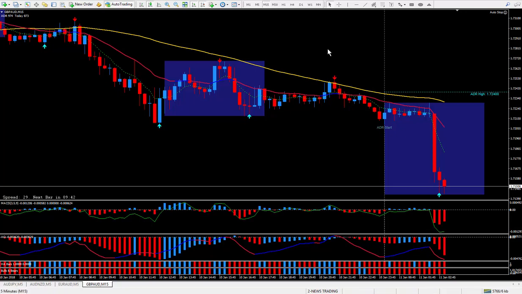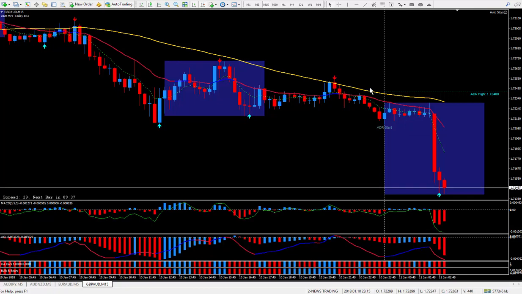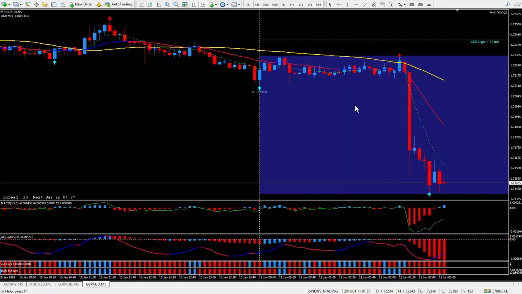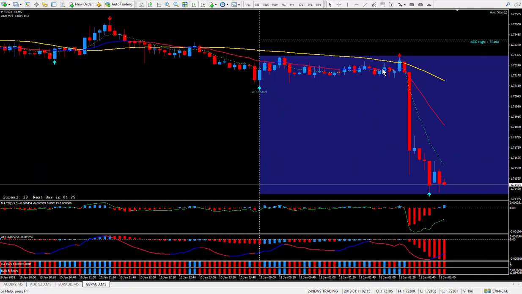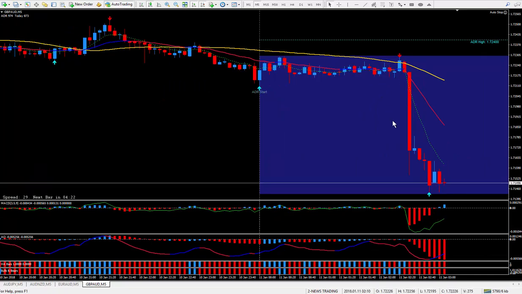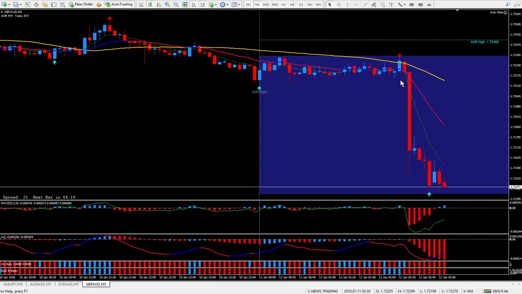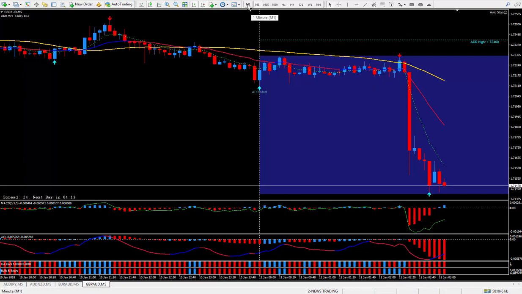I would start on, say, the 15 minutes. I would try to look at the overall trend. Overall trend is down, as you can see by the gold line here. It's pointing down. And then I would try to find a trade on the 5 minutes. But on the 5 minutes, this was not that clear. So then what I would do is go down to the 1 minute and try to find an entry a couple of minutes before the news.